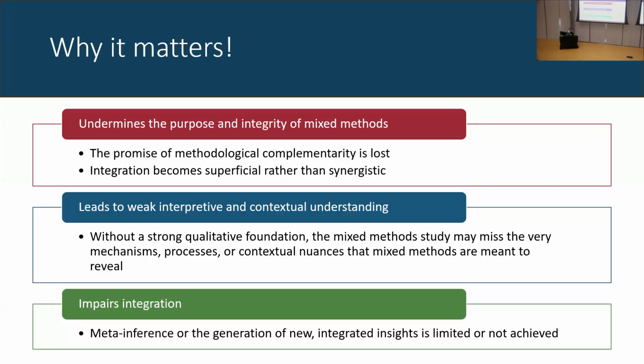And if the qualitative strand lacks rigor, depth, or a clear design, it becomes, I think, methodologically tokenistic. And it ends up being, we're just adding it so we can add some quotes or to explain some numbers. And this results in or maintains a hierarchy of methods where quantitative dominates and qualitative, again, is treated as anecdotal rather than contributing meaningfully in an analytic way. The other reason why this matters is that it leads to weak interpretive and contextual understanding.